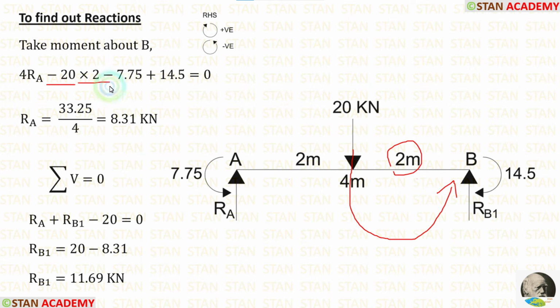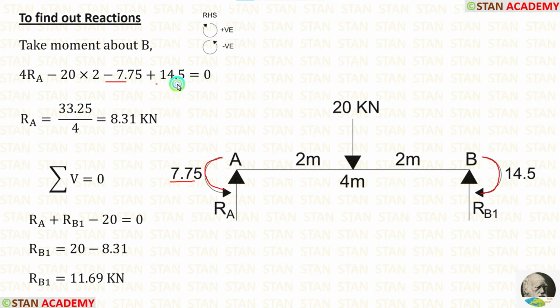So 20 into 2. Then there are two moments. 7.75 moment is acting in the anticlockwise direction, so it will be negative. 14.5 moment is acting in the clockwise direction, so it will be positive. Finally, for RA, we are getting 8.31 kN.